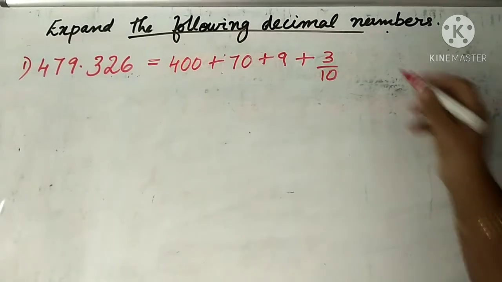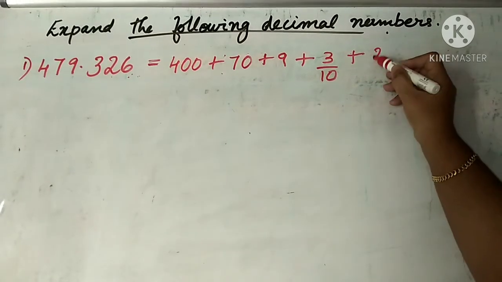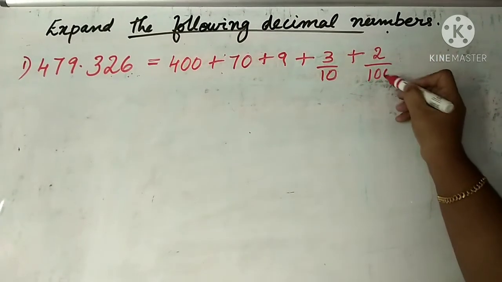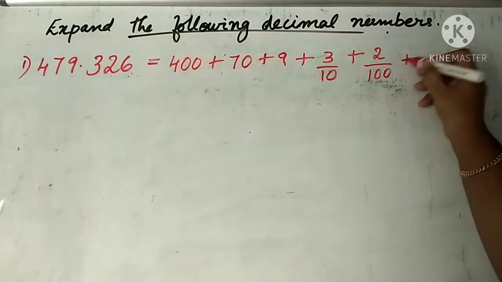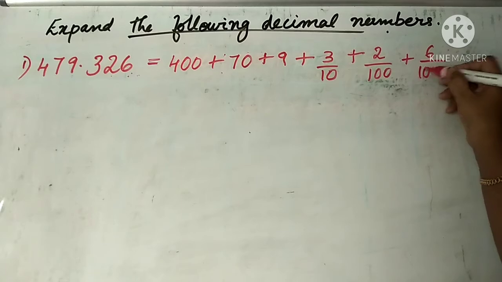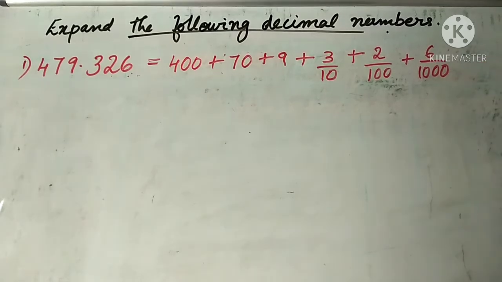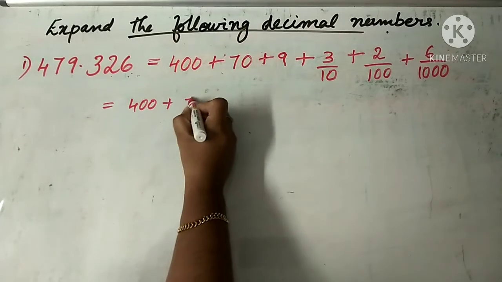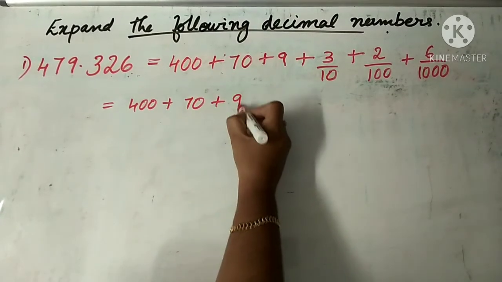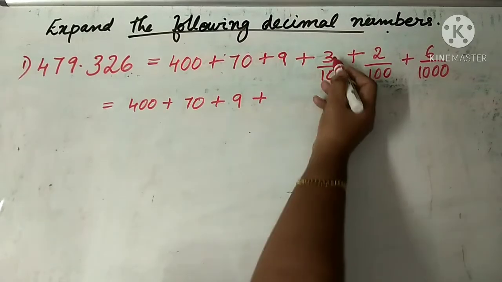The second number, 2, is in the 100th place, so we write 2 by 100. The third number is in the 1000th place, so we write 6 by 1000. Okay. Now we can represent this number also as 400 plus 70 plus 9 plus 3 by 10.